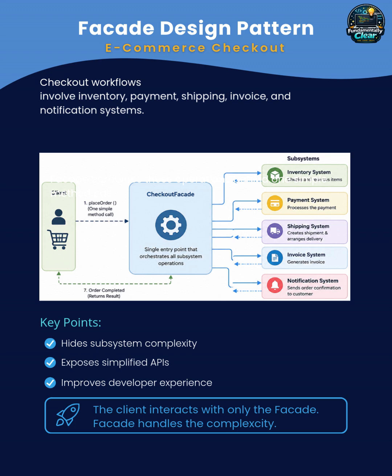Without Facade, your checkout controller is calling all of this directly. It knows about each and every service. That's 5 imports, 5 potential failure points, 5 things to update when any service changes. With Facade, look at the architecture diagram. The client makes one simple method call. The Facade receives that call and internally orchestrates all 5 subsystems. Then it returns the result, order completed. The client interacts with only the Facade. Facade handles the complexity. This is not just elegant. This is how professional systems are built.